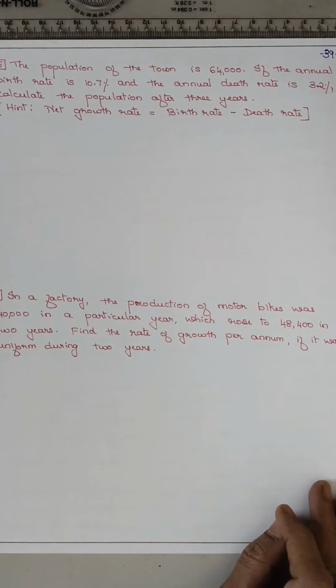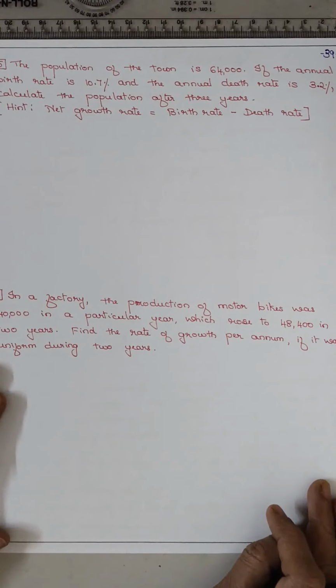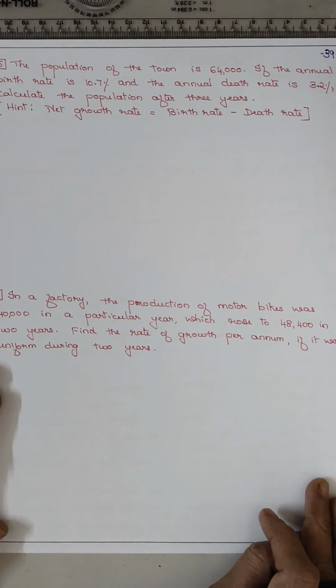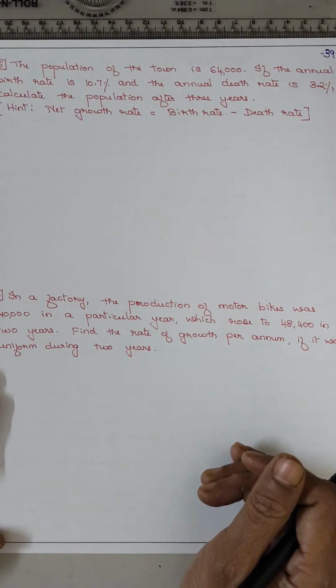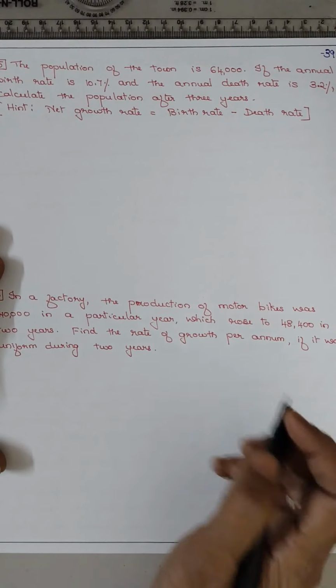Now coming to question number 5. The population of a town is 64,000. If the annual birth rate is 10.7% and the annual death rate is 3.2%, calculate the population after 3 years. And the hint is also given, it is a net growth rate. Total growth rate will be how much? It will be birth rate minus the death rate.